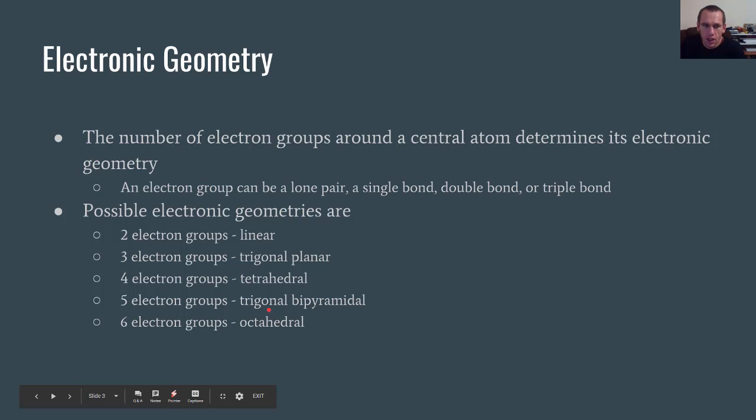Trigonal bipyramidal, so now there's 5 electron groups. So you took your trigonal planar and you put an electron group on top and on bottom. So you have 2 triangular pyramids that are stacked base to base. And then octahedral is 6 electron groups, which will have 4 forming a square around the equator of the central atom, and then 2, one above, one below, which basically gets us 2 square-based pyramids base to base, or an 8-sided figure because it's got 8 triangular faces.